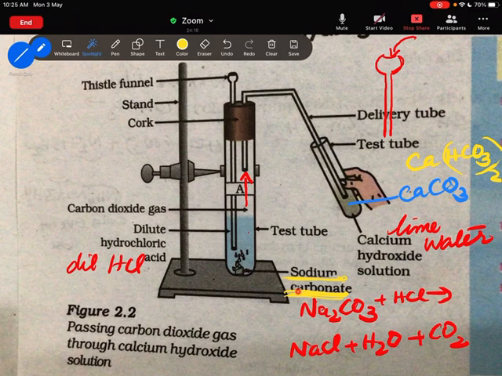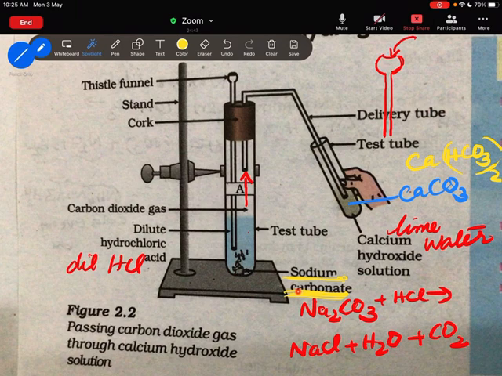Carbon dioxide when passed through lime water, milkiness appears due to the formation of insoluble calcium carbonate. If excess carbon dioxide is passed, that means for a longer time, the milkiness disappears due to the formation of soluble calcium bicarbonate or calcium hydrogen carbonate. So this is the property of an acid. The first property we learn: acids are sour in taste.